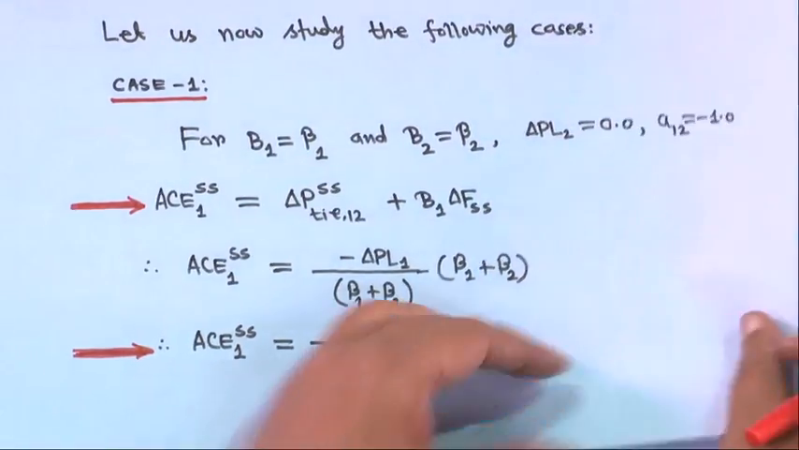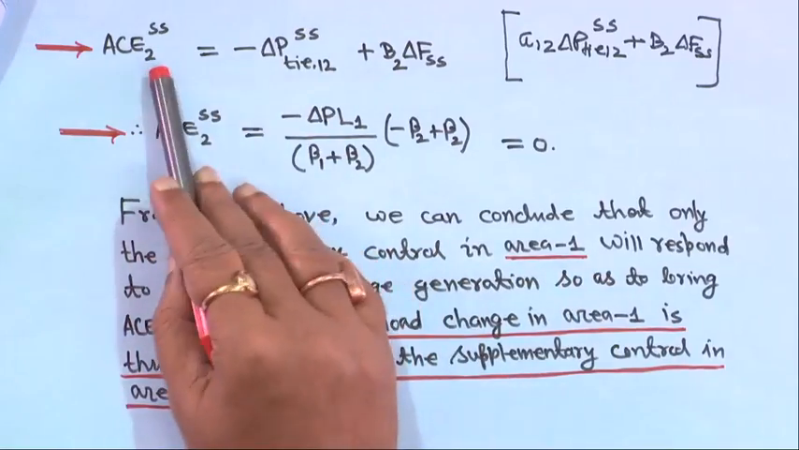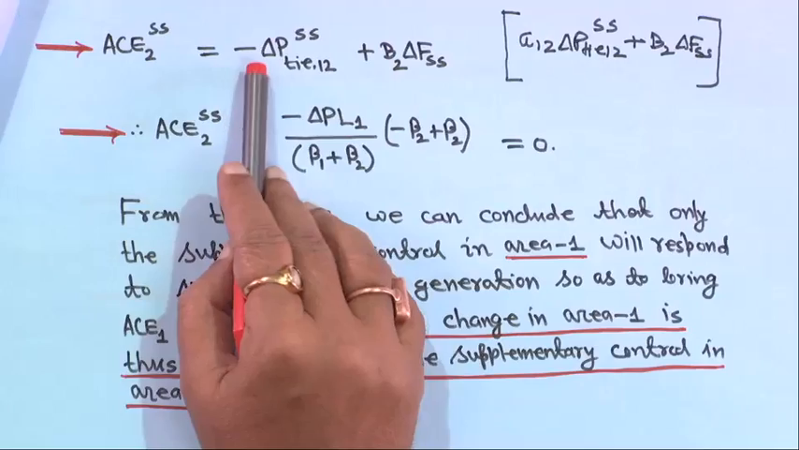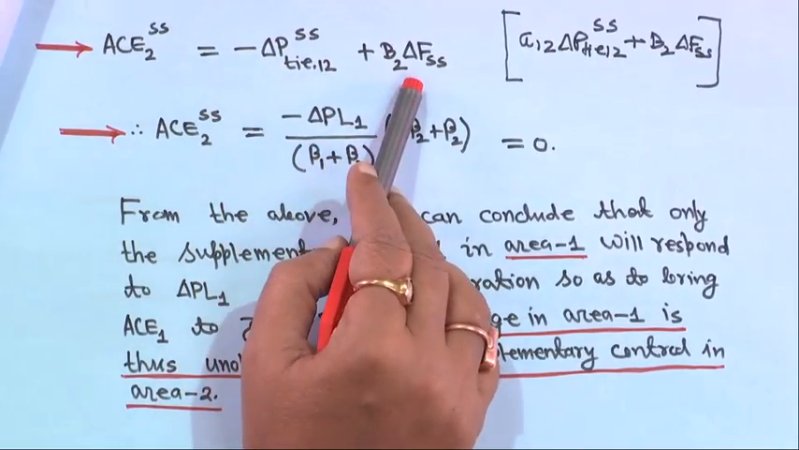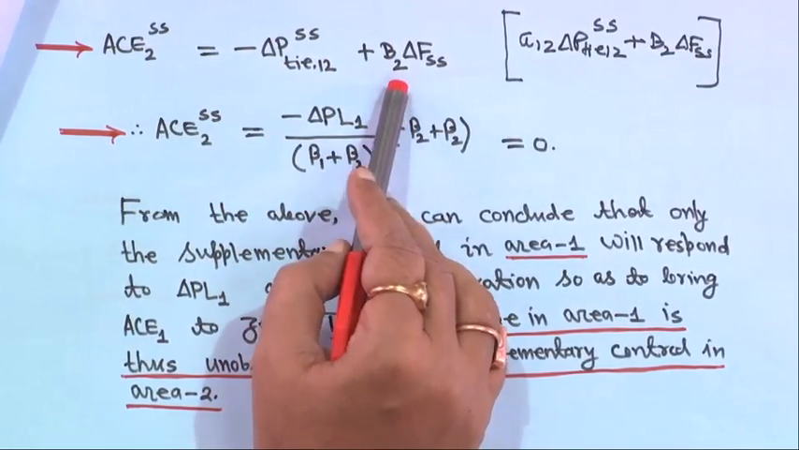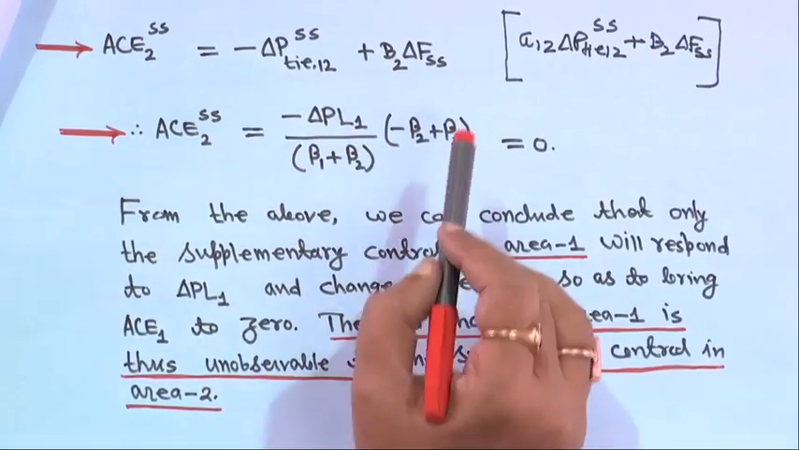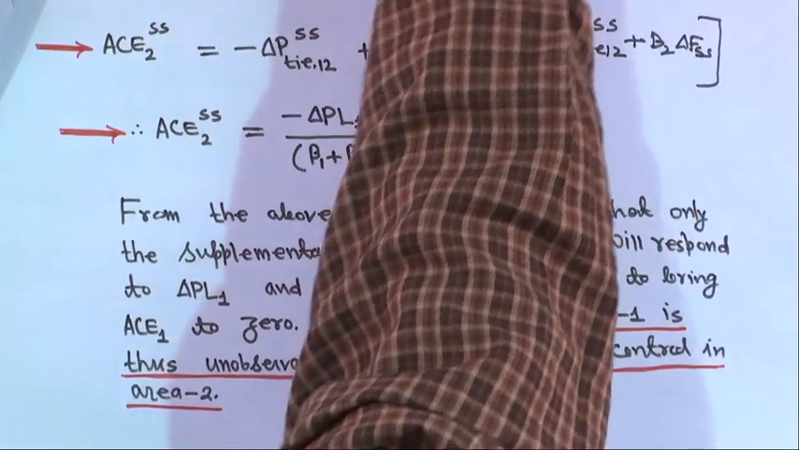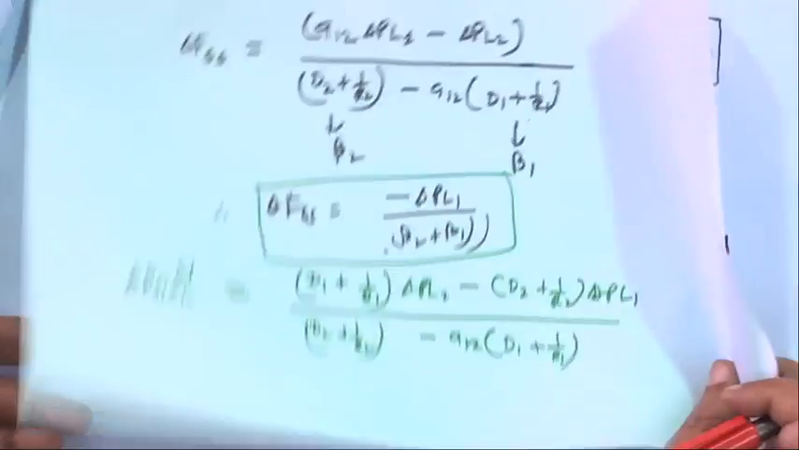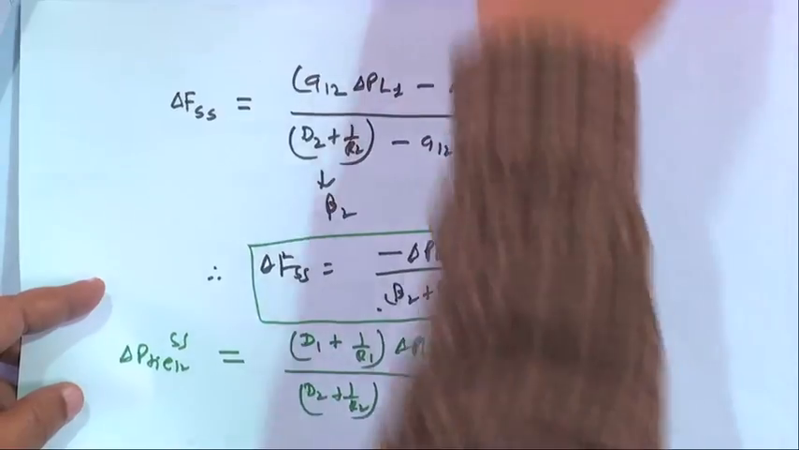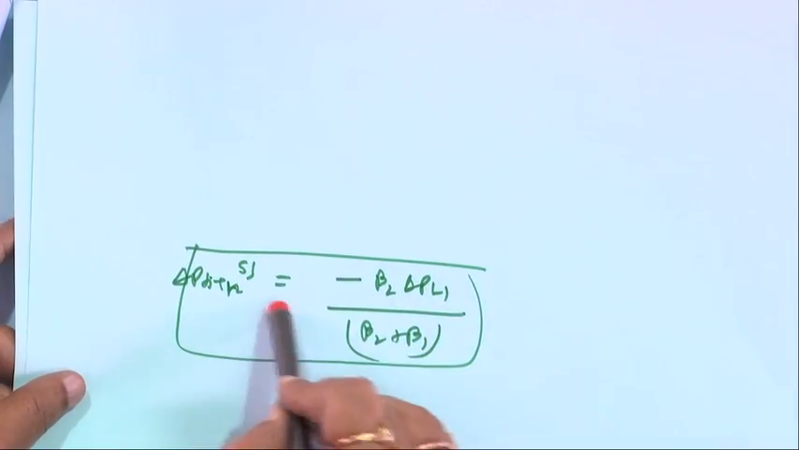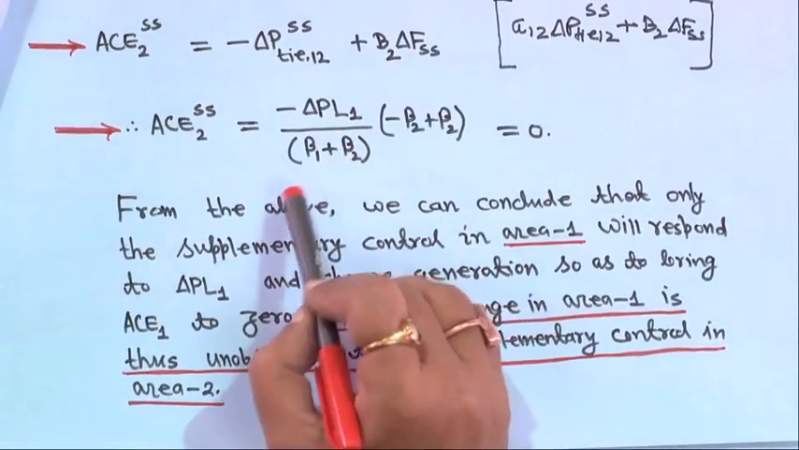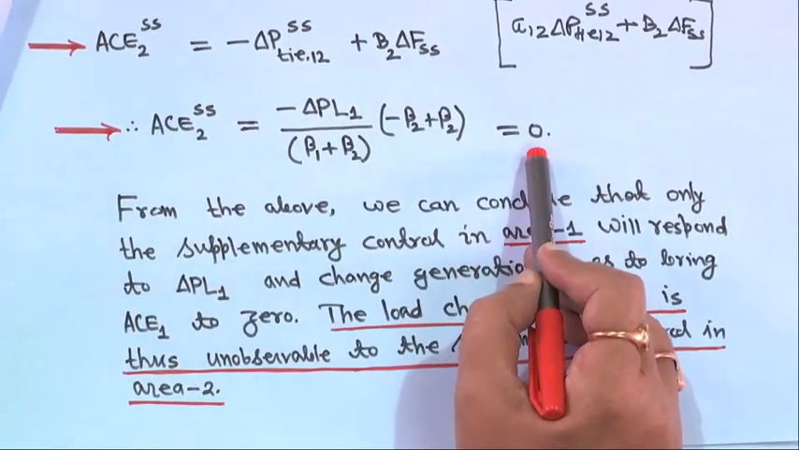Now, similarly, if you make it AC2 SS, it is A12 into delta p tie 1 to SS, but A12 is minus 1. So it is minus delta p tie 1 to SS plus B2 into delta FSS, and B2 is equal to beta 2. So that is why I have put here B2 is equal to beta 2. If you substitute the same expression, this is for delta FSS, and this is for delta p tie 1 to SS. You can do it, a simple thing. If you put these two here and simplify, you will get that AC2 SS will become 0.